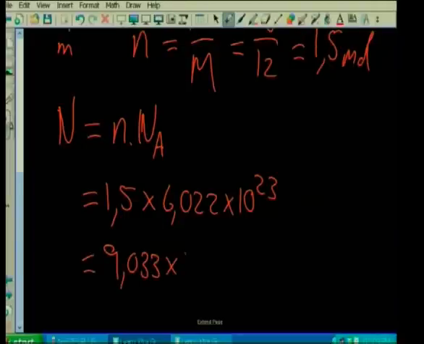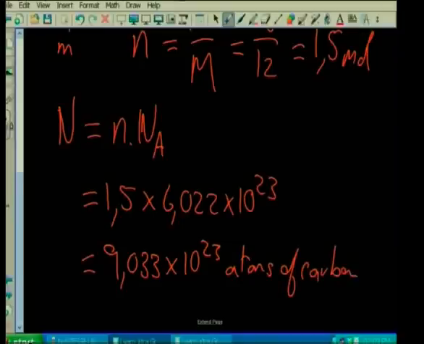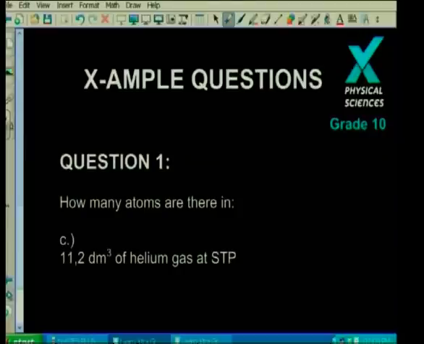9,033 times 10 to the 23 atoms of carbon. Okay, let's move to the next one.